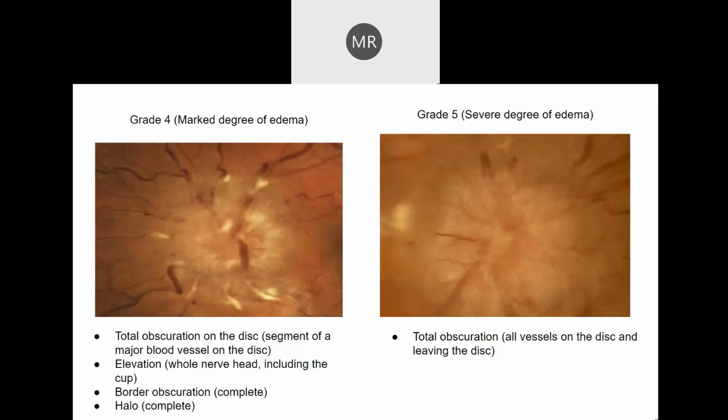dah hilang tu. And then for grade 5, for severe degree, as you can see, memang kata total obscuration lah. If you see pun macam kita tak show where's the disc kan. So kalau kita tengok, kita trace the blood vessel, as you can see there's going to be total obscuration, dah tak nampak semua. So that's the fundus finding for papillary edema.